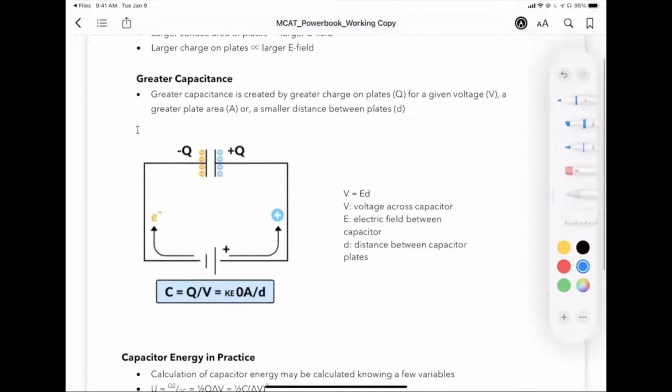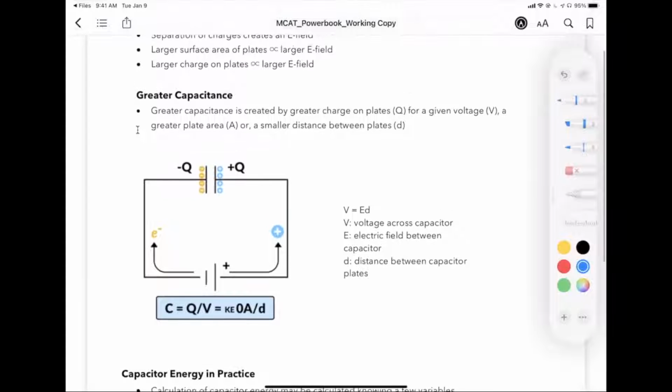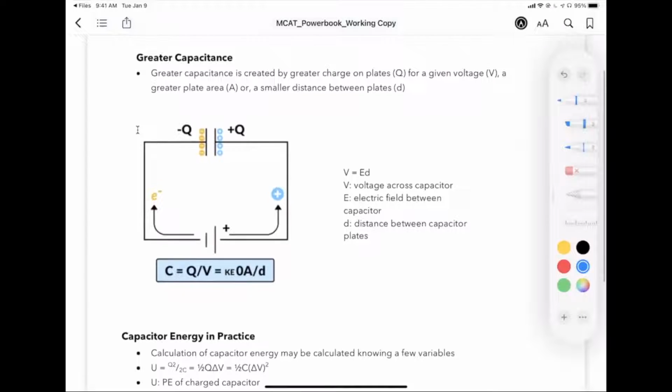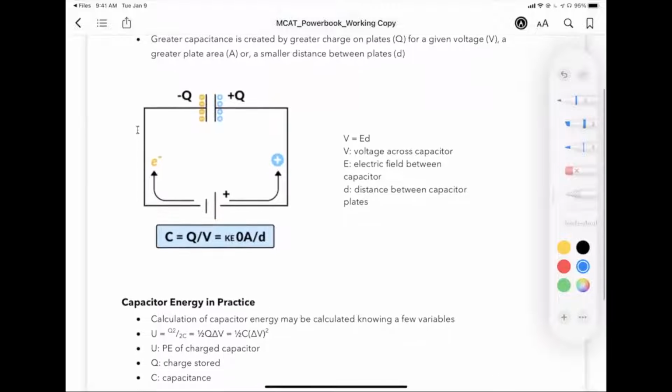It's important to note that the capacitance does not depend on the voltage difference nor the electric charge. So if we want to have a greater capacitance, how can we accomplish that? We can do that by having a greater amount of charge for the same voltage, a greater surface area, or decreasing the distance between the plates.